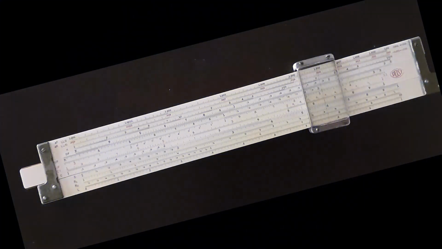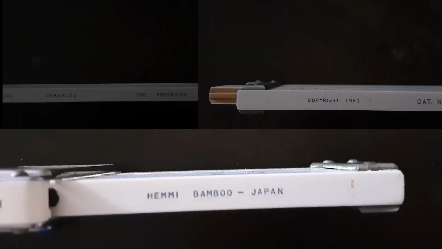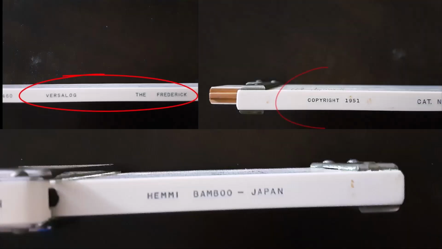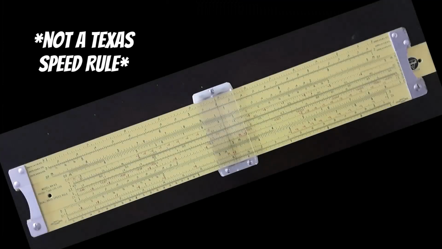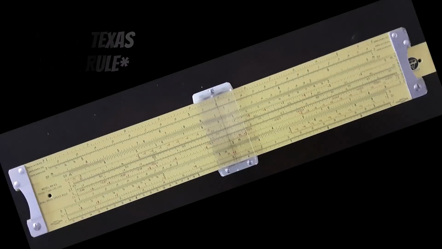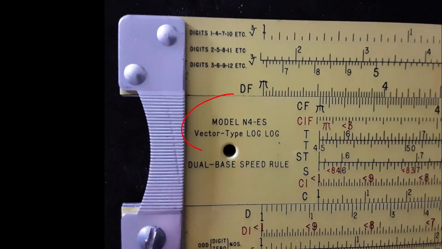My slide rule was similar to this one, the Frederick Versalog. If you turn the slide rule on its side, you can see the brand, the date of manufacture, and where it was made. This one was made in Japan in 1951. My teammates used something called the Texas Speed Rule, which was yellow like this one and made of metal. The yellow made it easier to see. The model number on the end of the slide rule is N4-ES. ES stands for Eye Saver.